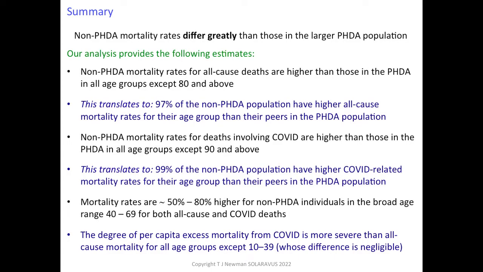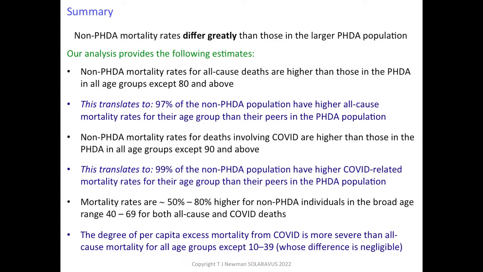I'll summarize the main results and make a few concluding comments. This has been a slightly mind-bending journey through mortality statistics, but the results are very important, I believe, and I'll summarize them here for as much clarity as possible. The takeaway message is that the non-PHDA mortality rates by age group differ greatly from those in the larger official PHDA database. Our analysis has provided the following estimates, and these are estimates because I don't have exact population figures, but I would say that these are pretty robust numbers.